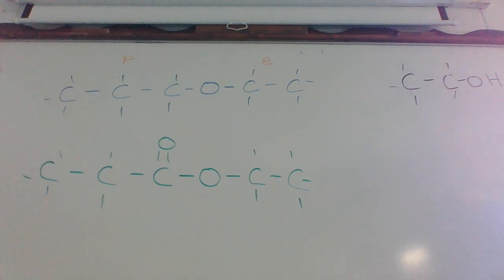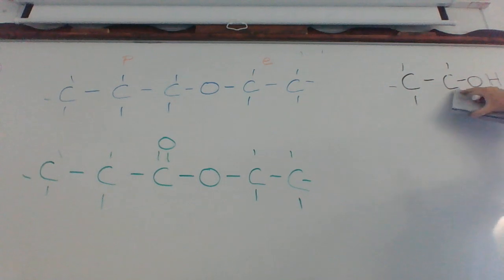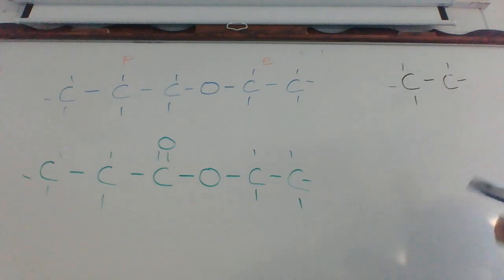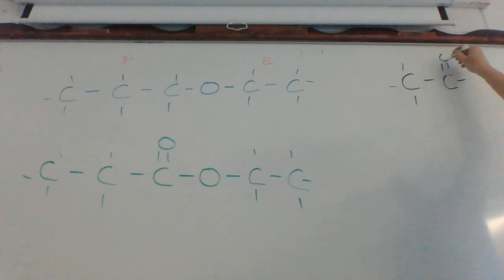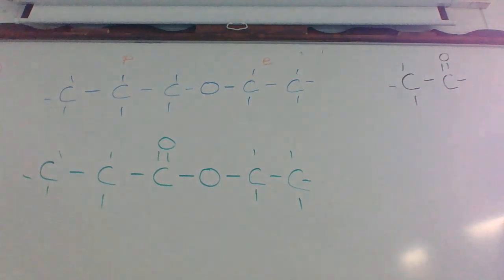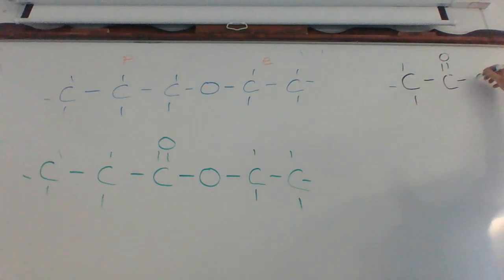Ketone, aldehyde. And we can change this back to an acid, but for an aldehyde, we would take this off. This OH is gone. Aldehydes don't have an OH on it. It's got this instead. That is an aldehyde. Then we would just add another carbon on there.